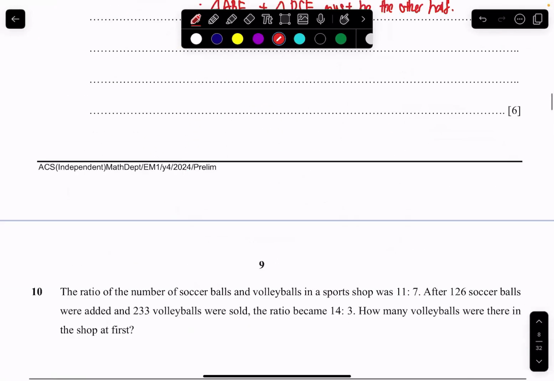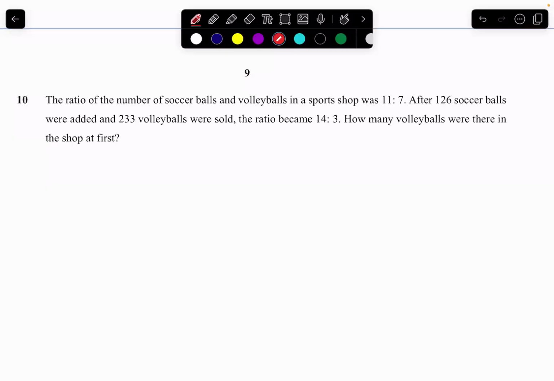Question 10. The ratio of soccer balls to volleyballs in a sport shop was 11:7. After 126 soccer balls were added, 3 volleyballs were sold. The ratio became 14:3. How many volleyballs were there in the shop at first? This one is pretty simple, it's just simultaneous equations. Soccer to volleyball started with 11 and 7. Now add 126, minus 3, and the ratio becomes 14 and 3.